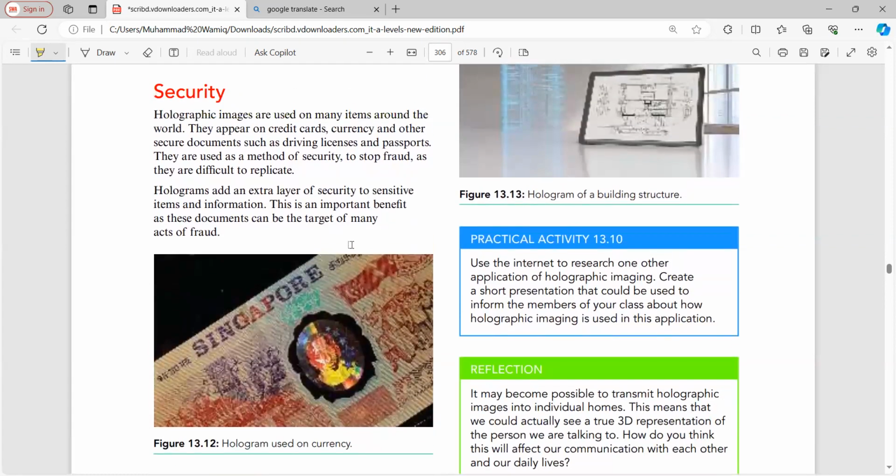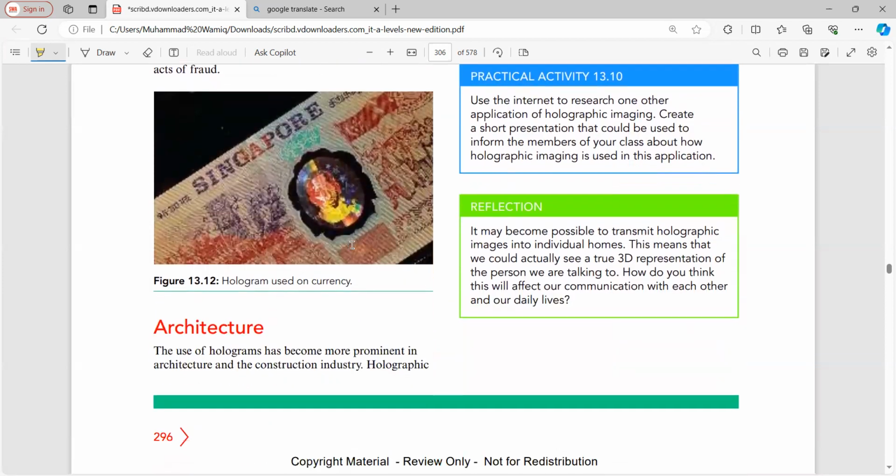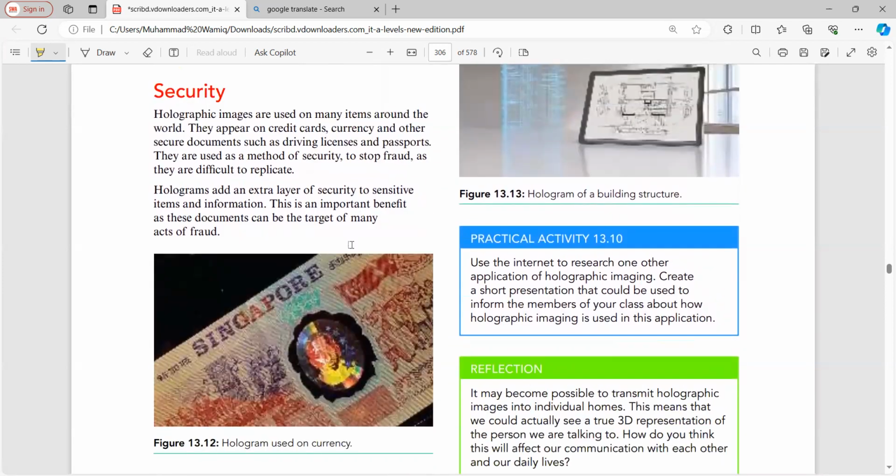Like right in front of you, you can see that there is a hologram used on a currency. You can see that this holographic image is identifying that this is the correct currency. So examples like these can also help you in verifying authenticity.